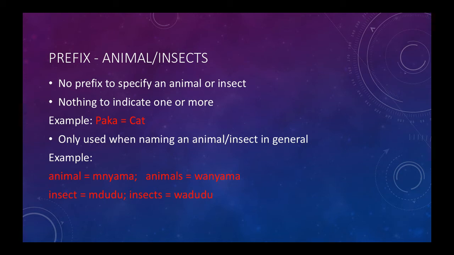For instance, animal means mnyama, mnyama. Animals, wanyama, wanyama. Or insect, mdudu, insects, wadudu.